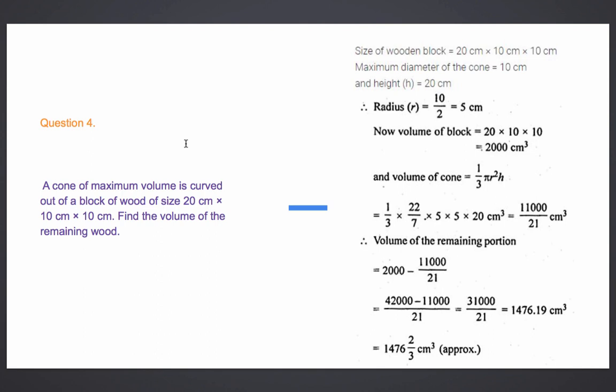A cone of maximum volume is carved out of a block of wood of size 20 into 20 into 10 centimeters. So this is the dimension. Since we are saying a cone of maximum volume is carved out from a block of wood of these dimensions, class, can you tell me, is this wooden block a cube or cuboid?